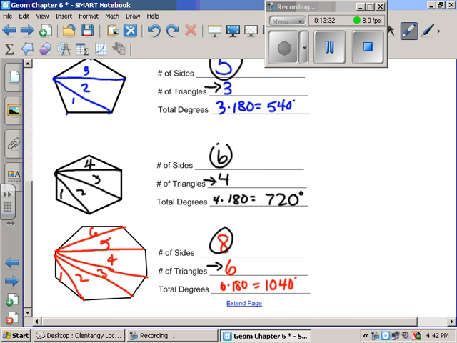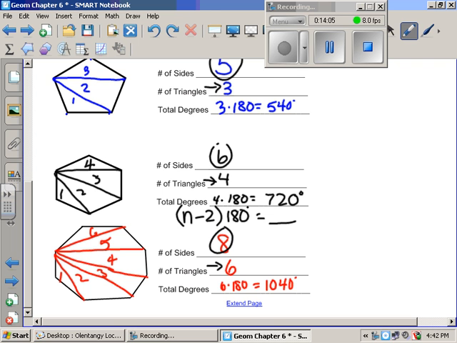So if I think about what I'm doing here, every single time I took the number of sides, let's call it n, number of sides, I subtracted 2, right? 8 and 6, 6 and 4, 5 and 3, 4 and 2. And then whatever number I got, I just multiplied that by 180, and that gave me the total number of degrees. And that is actually the internal angle of a polygon theorem.